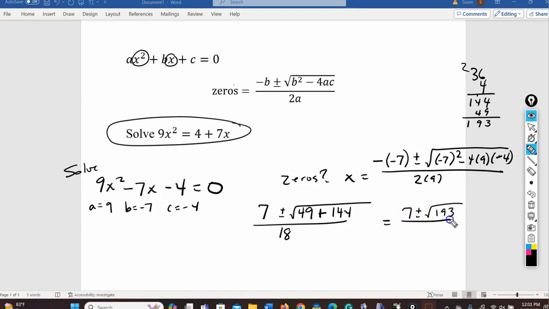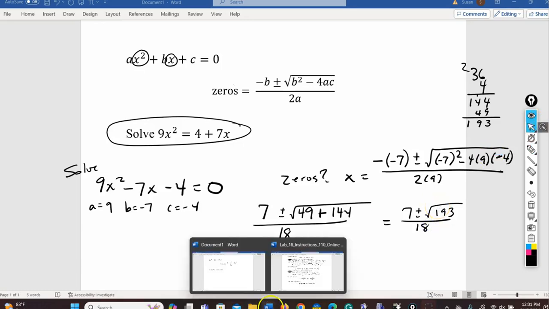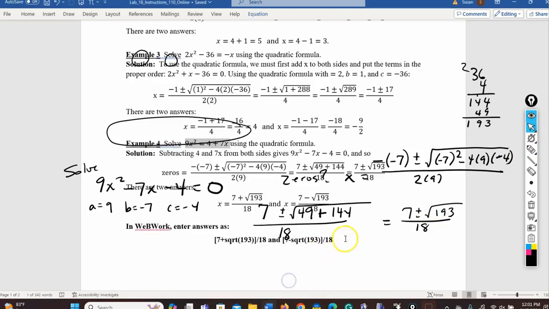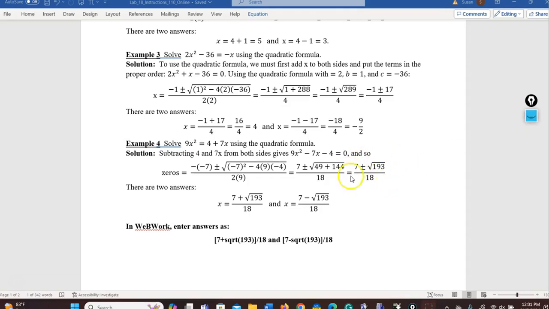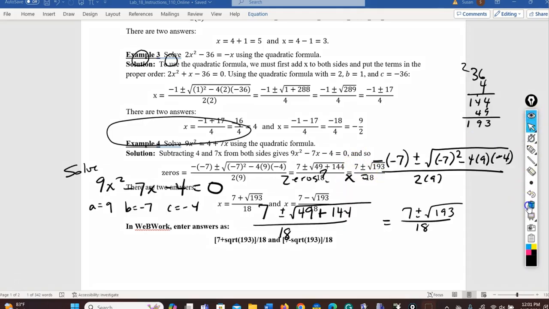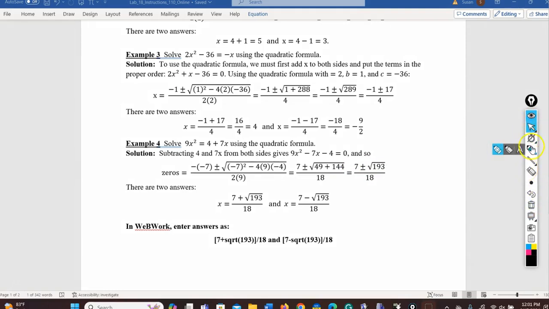Let me see what it says. Okay. Let me come here. So you can see that's exactly what we're getting there. Now the problem here is that 193 is not nice. So here, 289 was a perfect square. 289 is 17 squared, so the square root of 289 was 17, and it was nice. But that's not the case for 193.